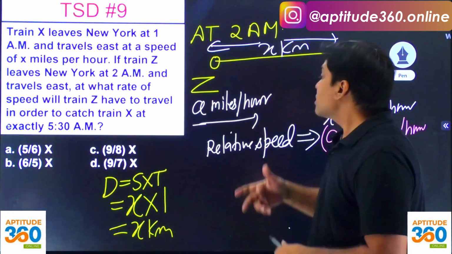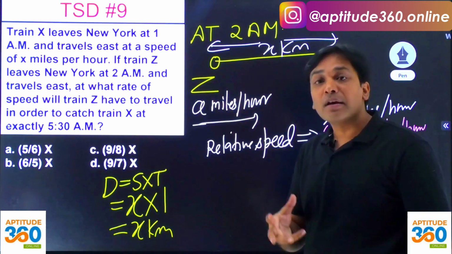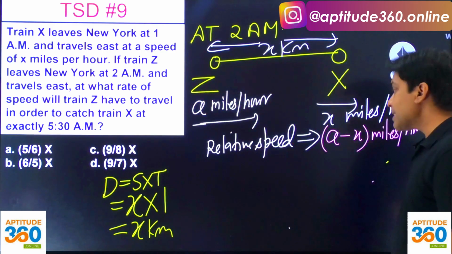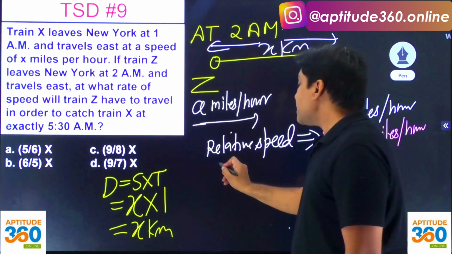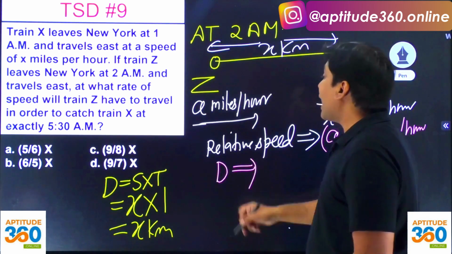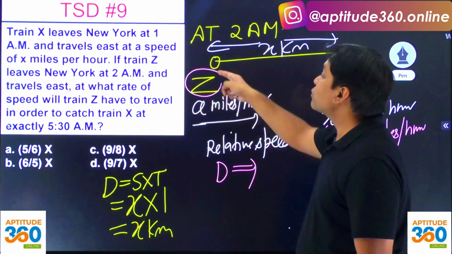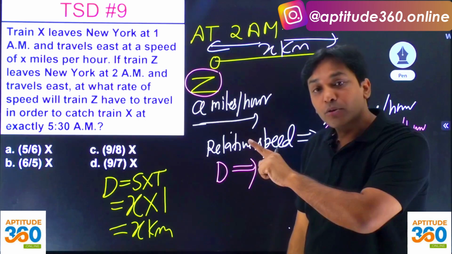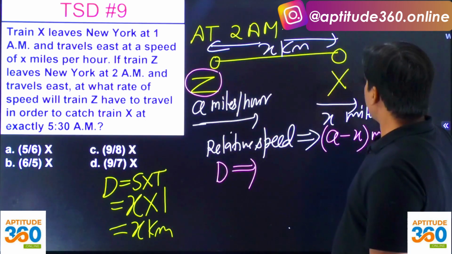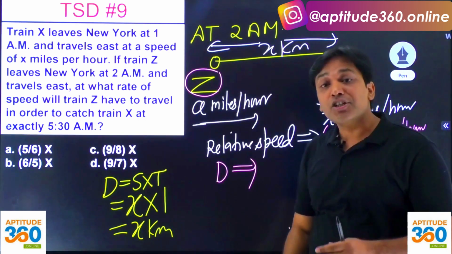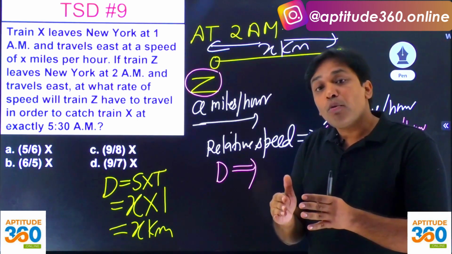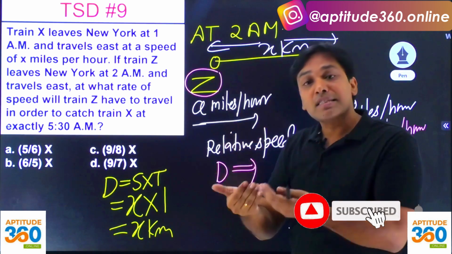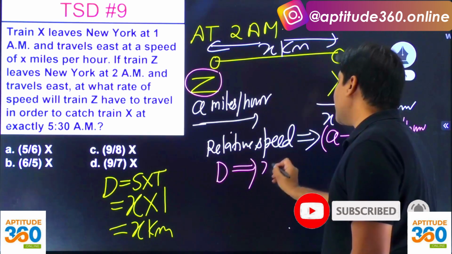And obviously, the speed of train Z is going to be more than the speed of train X. Now, what is going to be the distance that train Z will have to travel more than train X? Both of them are moving. Train Z is moving in this direction, train X is moving in this direction, but train Z ko train X se kitna jyada mile bhagna hai? It is x miles. So this has to be x miles.